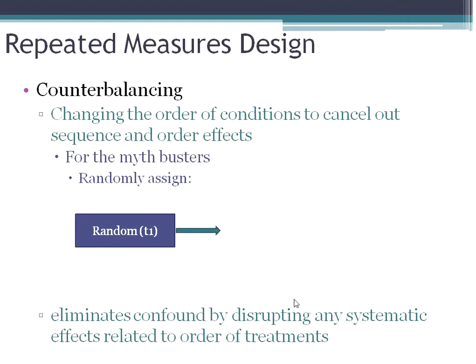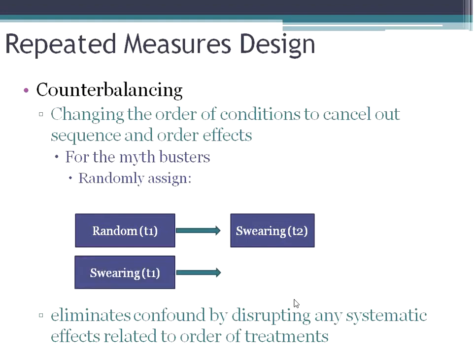Now, one way we can get around this is through counterbalancing, changing the order of conditions so that we can cancel out sequence and order effects. If you think about the Mythbusters example, they had them yell swear words and yell random words. At time 1, they always did random words, and at time 2, they always did swear words. This is problematic because you can't rule out order as a potential confound, right? Because this is systematically varying. So what we do is we counterbalance. Half of the people get this order, the other half swear first, and then they get the random words at time 2.